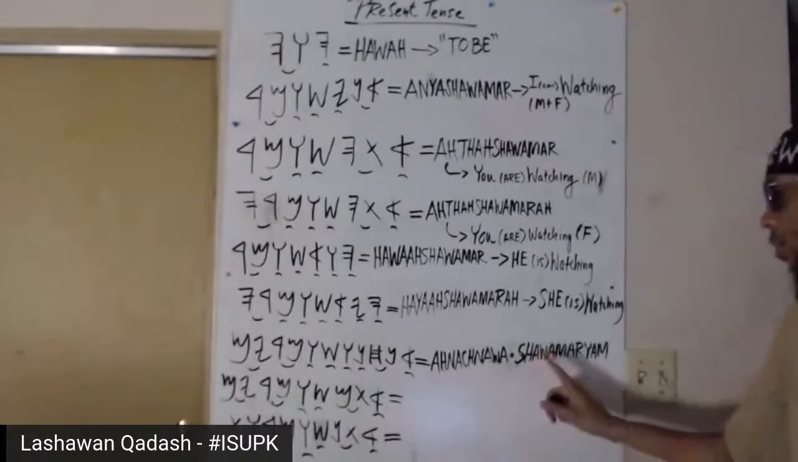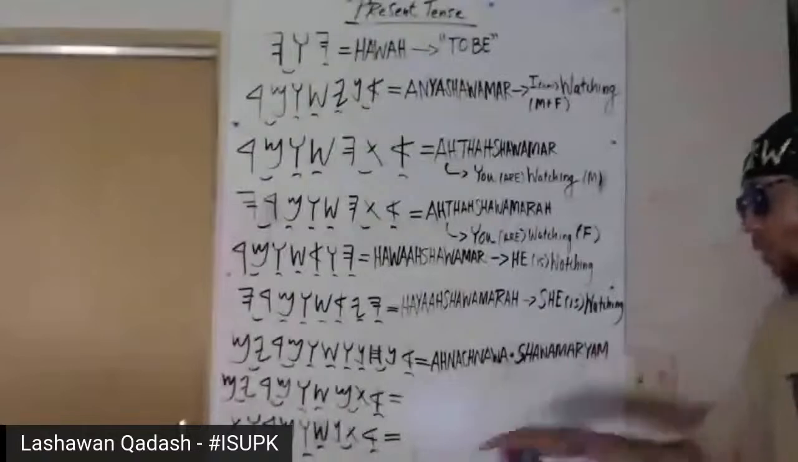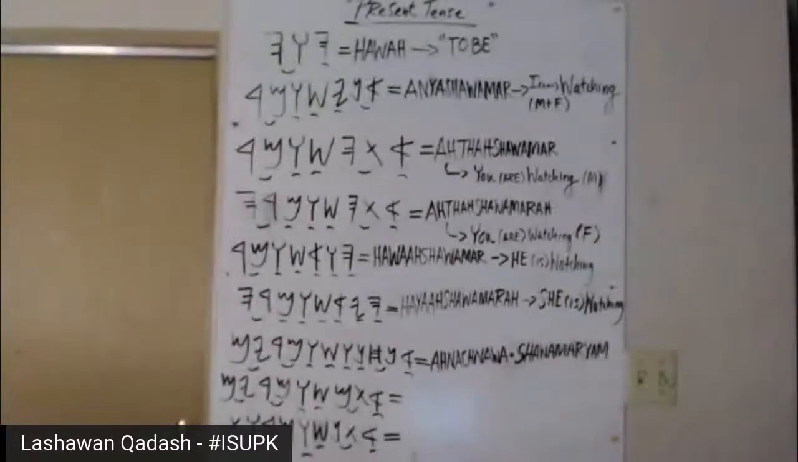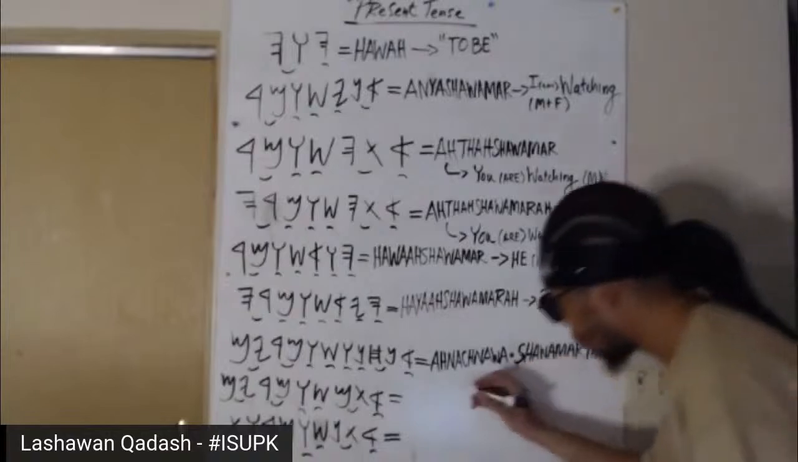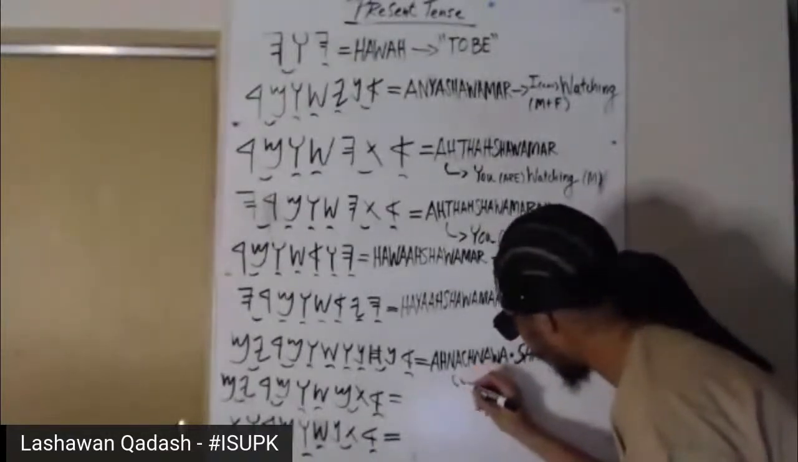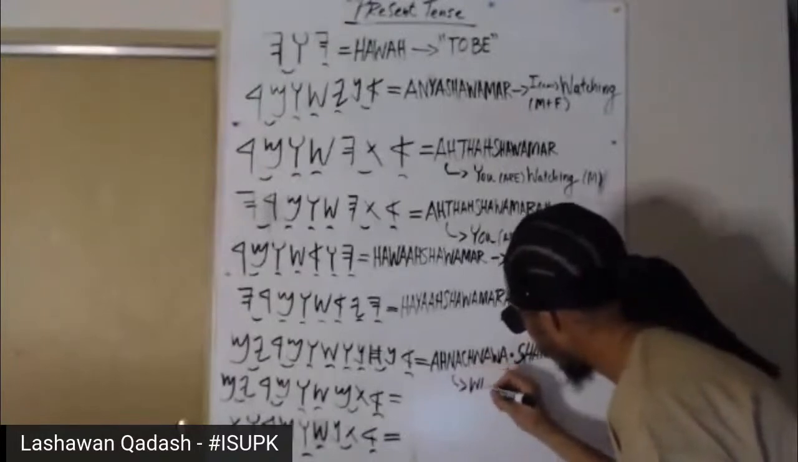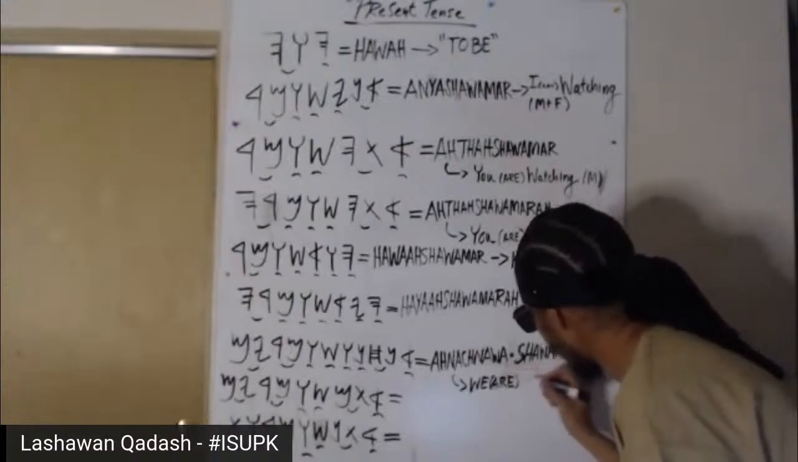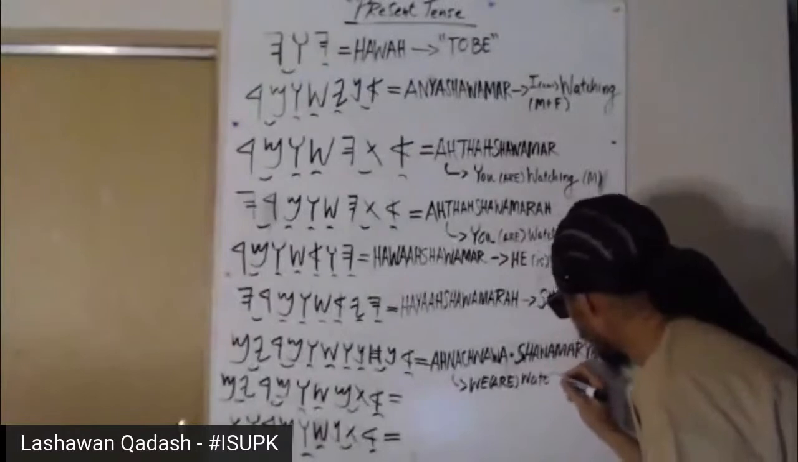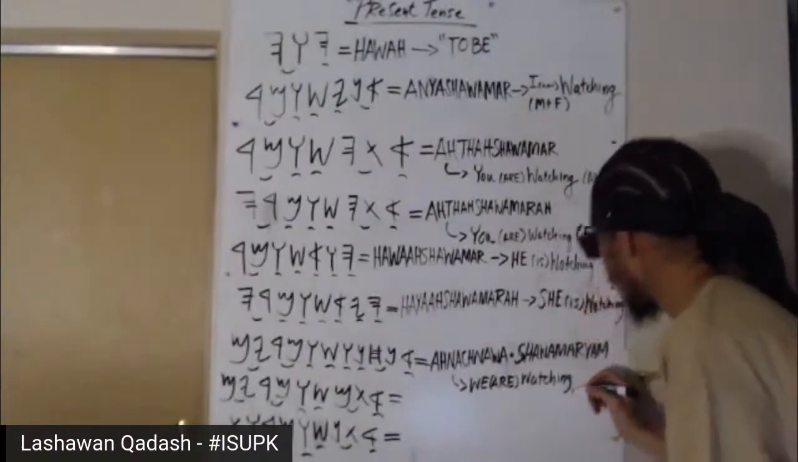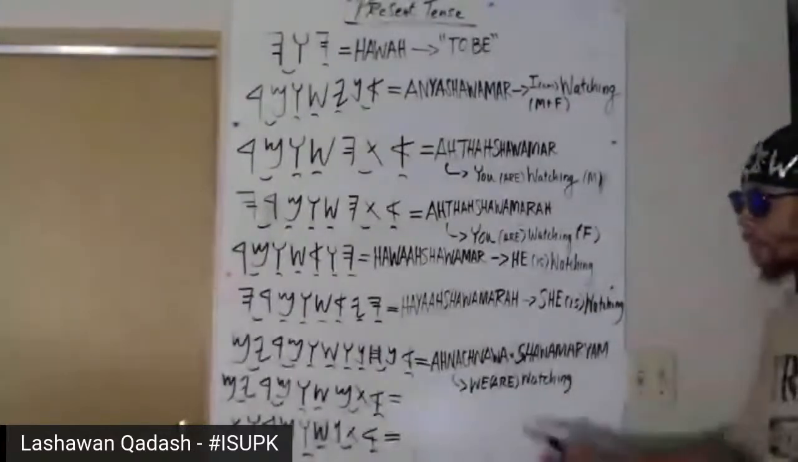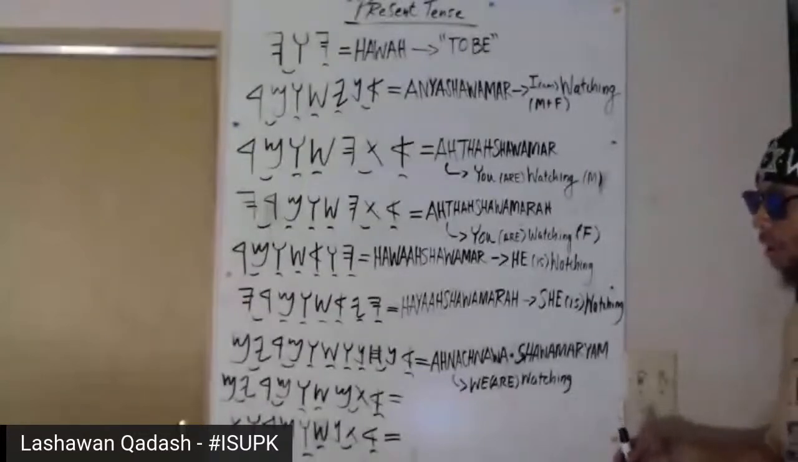Anaknawa Shawamari. Okay? And of course, we just went over this as a pronoun. All right? And simply what this means is we are watching. Because Anaknawa means we. We are watching, or we watching. All right, we are watching, or we watching. Okay, I put the R in there just to make it sound more formal.